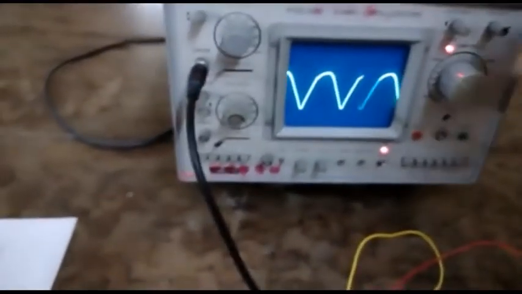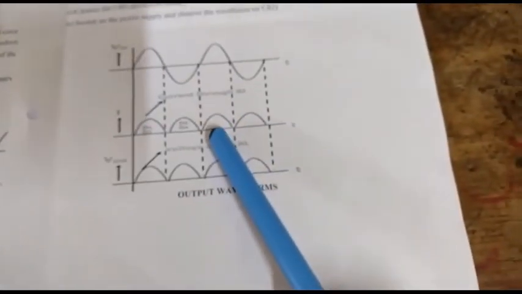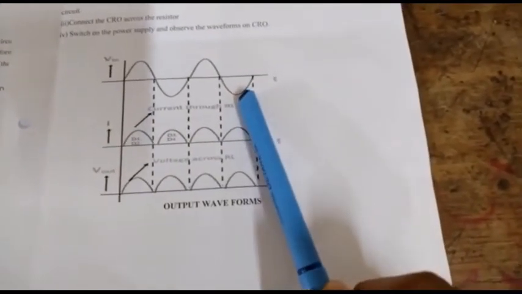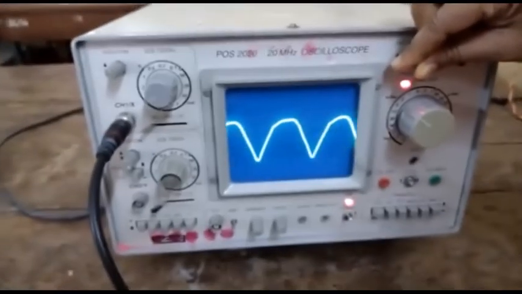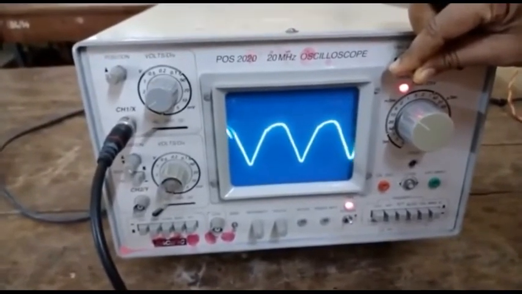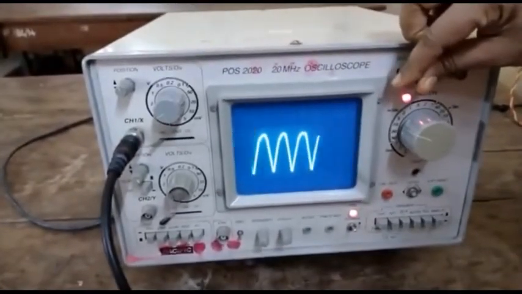Students, in the waveform I will once again show you. So here this is the input waveform and this is the output waveform. So this input waveform we already observed. Now the output waveform is the DC output. So this is observed on the CRO. So on the CRO you can see the rectified output or converted DC.